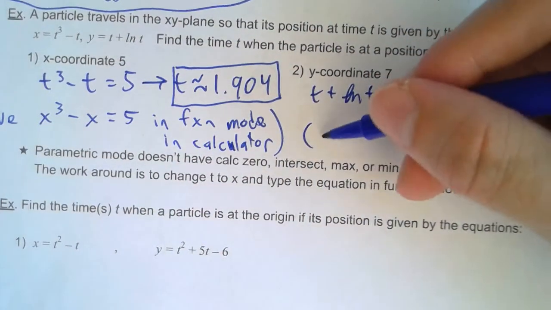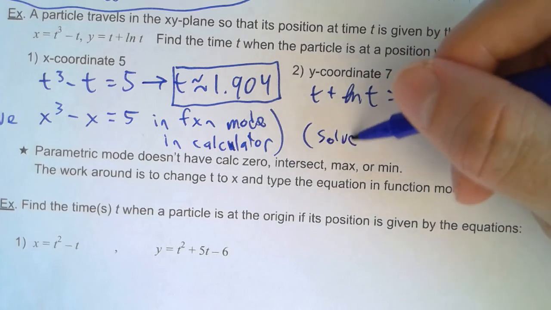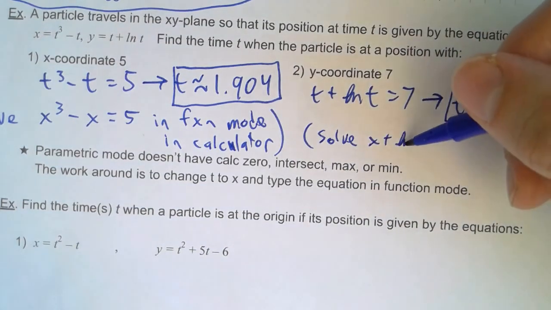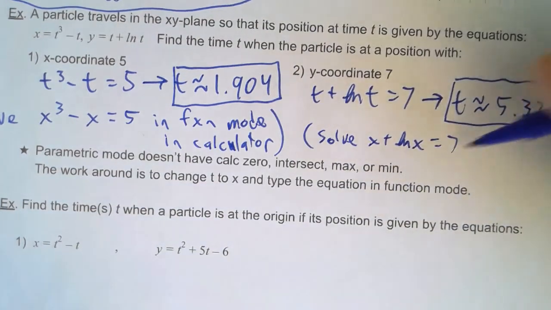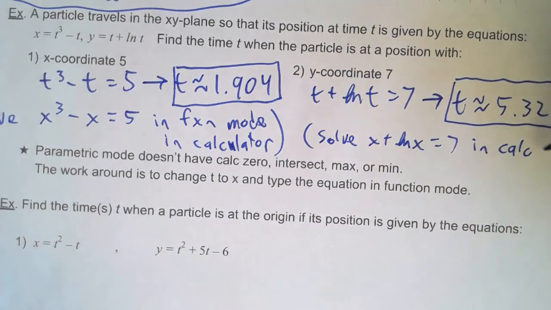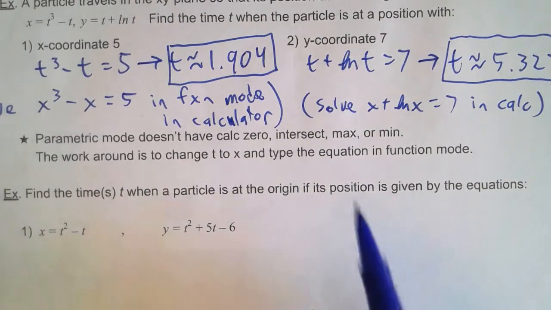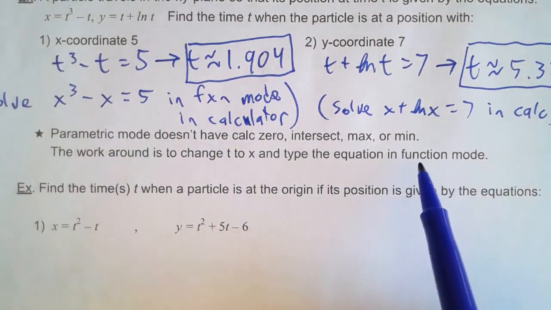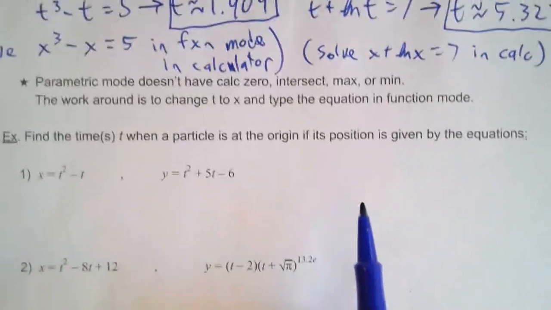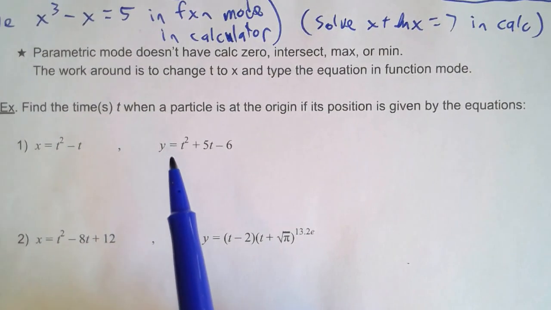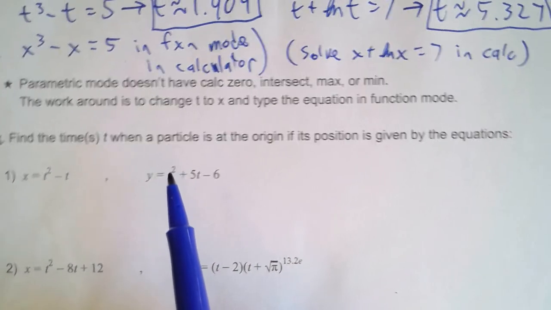Again, what we're doing is we're solving x plus natural log of x equals 7 in the calculator. Right? So those are calculator problems. Again, just using this workaround here using function mode. Right? These down here we're going to be able to solve without our calculator.